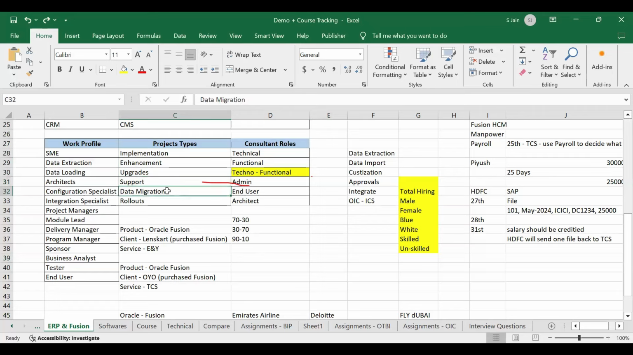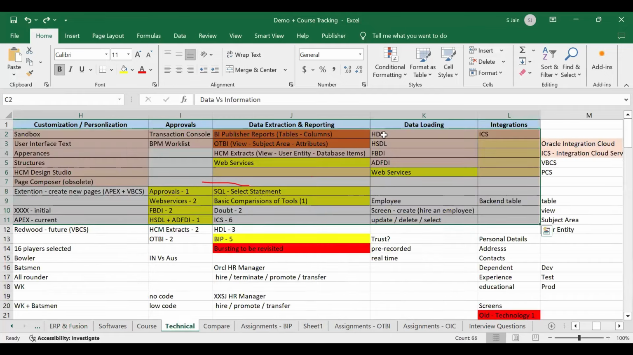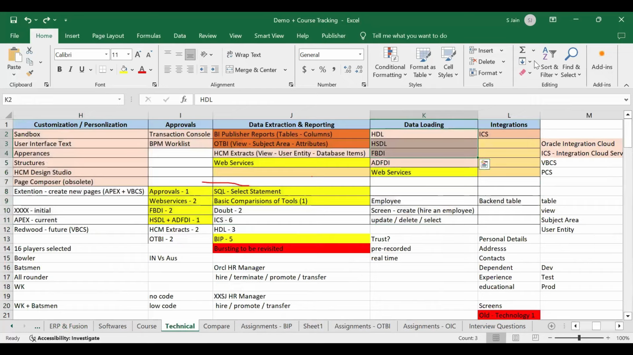Then data migration projects, guys. Certain times you are using a Fusion application, but you have acquired one other company. That company is using some software, and since you have acquired that company, you say that no, we are not going to use that software. We have already invested in Fusion, we already purchased Fusion licenses. We want all your employees to be migrated into our software. So that is how we will be using a data migration project. How are we going to migrate? Guys, the tools and techniques that we are going to use to migrate are HDL or HSDL. These are the tools that we are going to use to do bulk data migration. Okay.